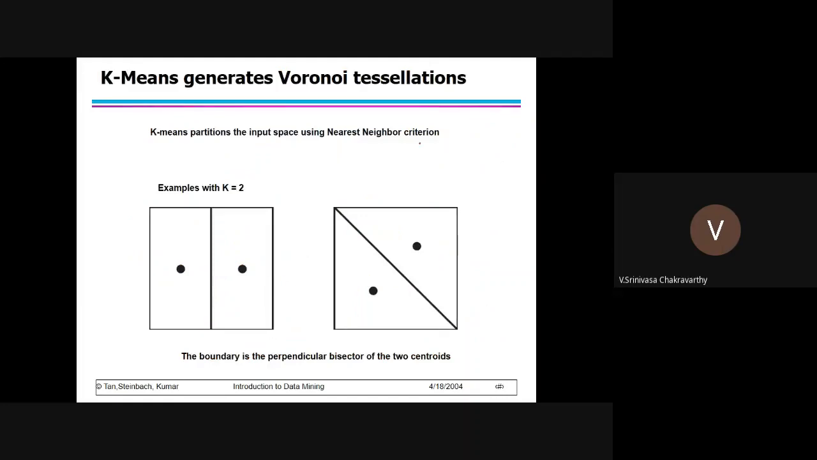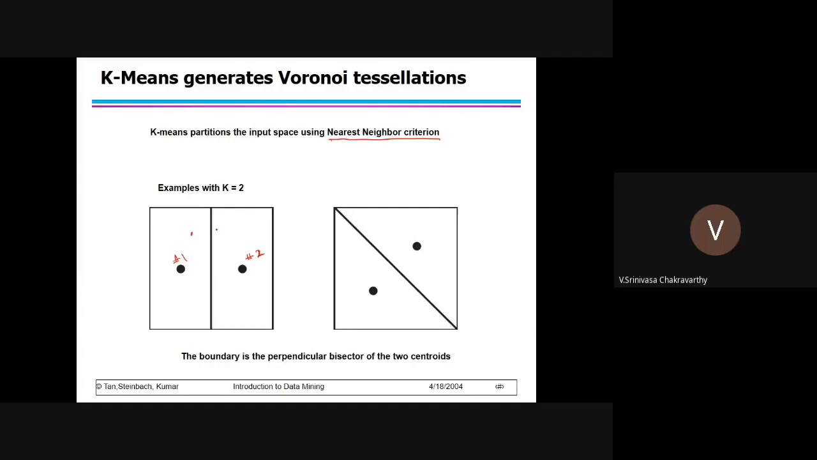Now, like I was saying before, K-means partitions the input space using the nearest neighbor criterion. That means if I have two centroids like this, this is number 1, this is number 2, I want to divide every point in the plane in terms of the nearest neighbor criteria, that is, which of the centroids is closer. If one is closer, I put it in cluster 1. If you do that, I can divide the whole input space into K partitions.